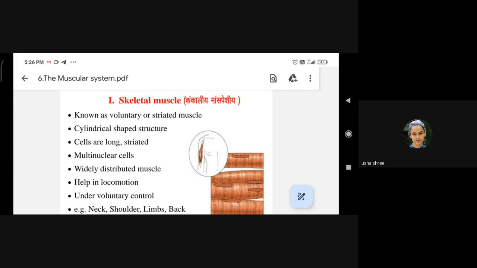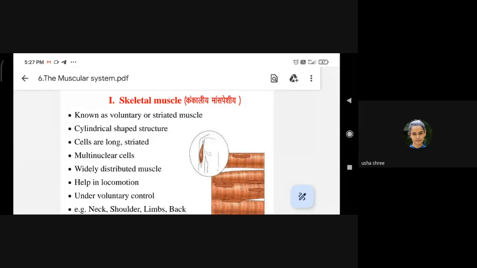Cells are long, striated, multinuclear cells. During our discussion of the cell, we also discussed that multinucleated cells can be found in muscular tissue or muscular cells. So here we have come to muscular tissue. These muscular cells are multinucleated.